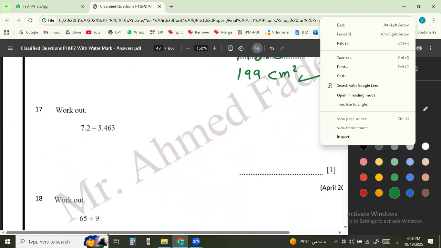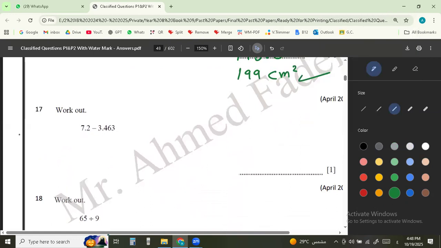7.2 minus 3.463. In order to do that, you need to line up the decimal points. So line up the decimal points. 7.2, 3.463 minus. I put 2 zeros in the empty places. So now we can start subtracting.